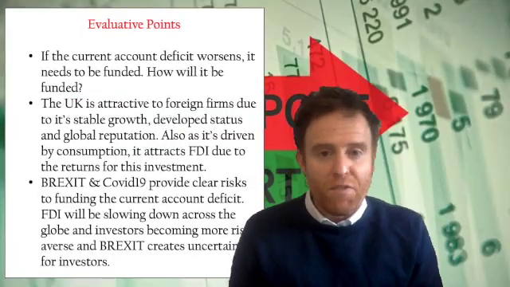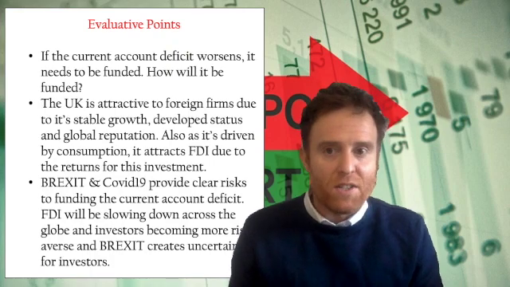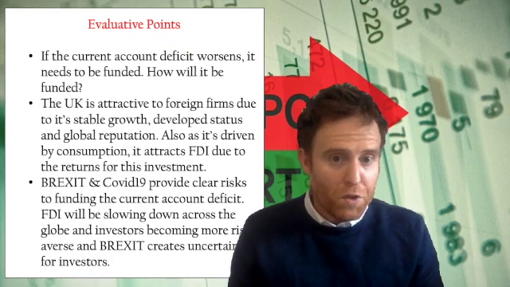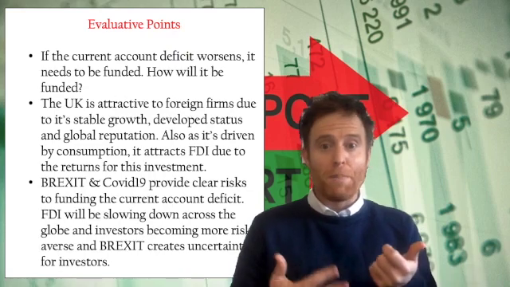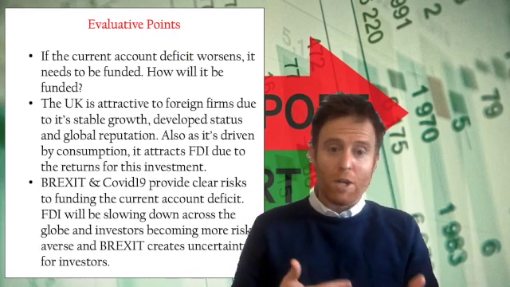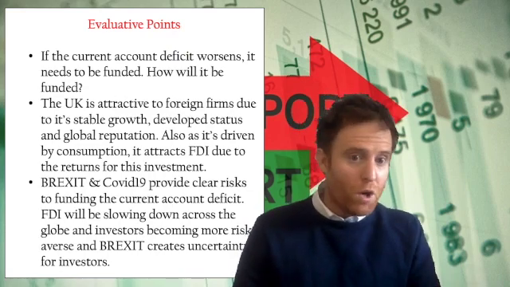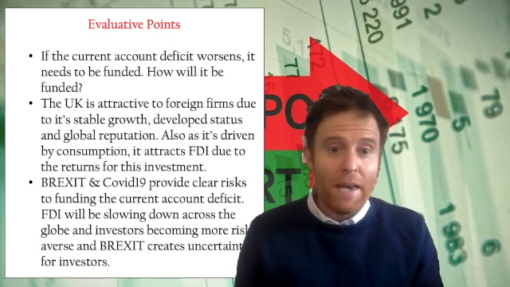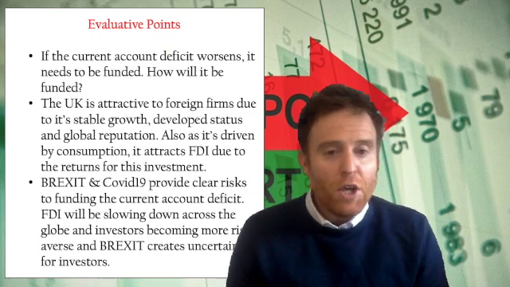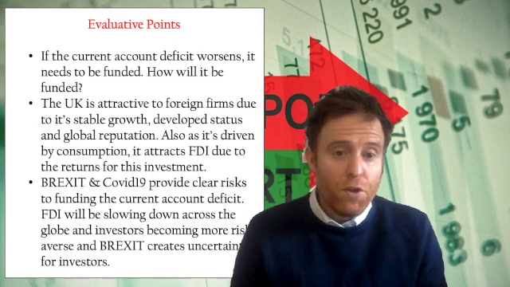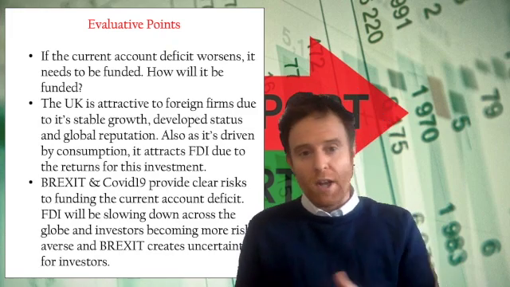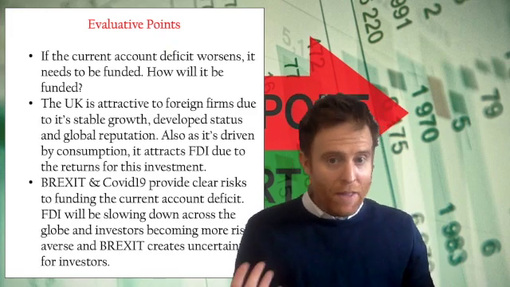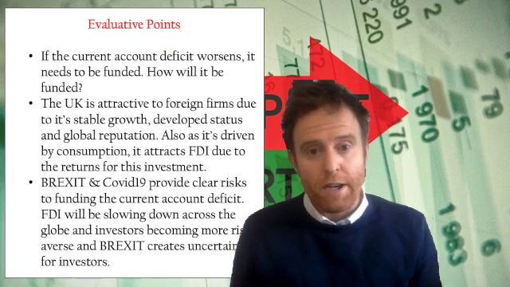Again, some evaluative points. If the current account deficit worsens, it needs to be funded. So how will it be funded? Will it be by borrowing? Will it be by trying to attract FDI? Will it be trying to attract investment portfolio inflows? Could it be to try and maybe increase hot money inflows? You have to consider ways because it needs to be funded. And if all the other options are not available, then we will have to borrow. And that obviously is that debt financial obligation.